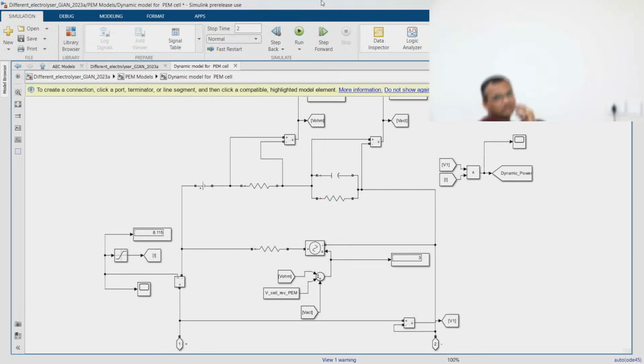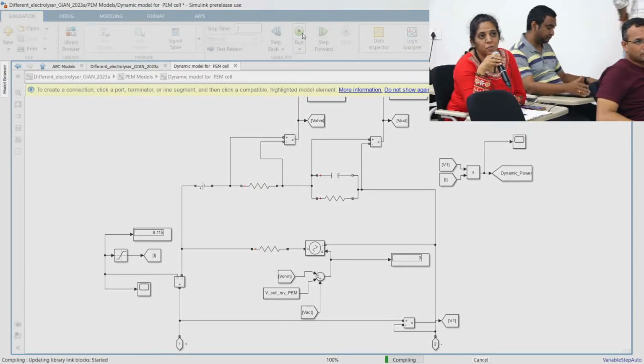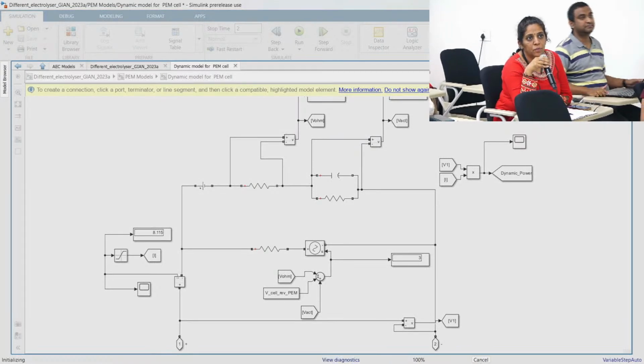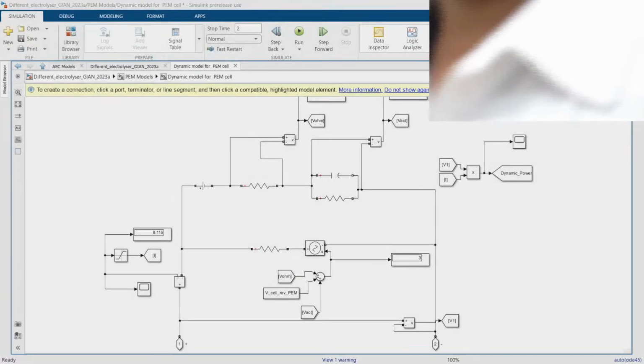Sir, on what basis is that capacitor value designed? Actually, we have a formula for that. I will show you.